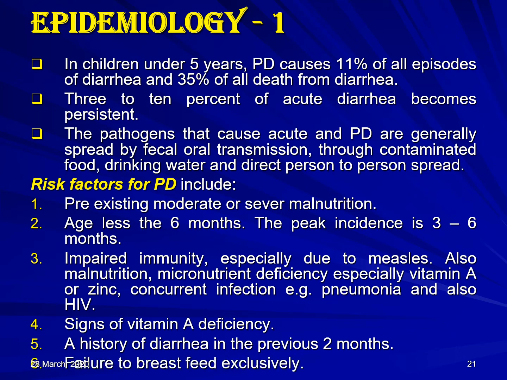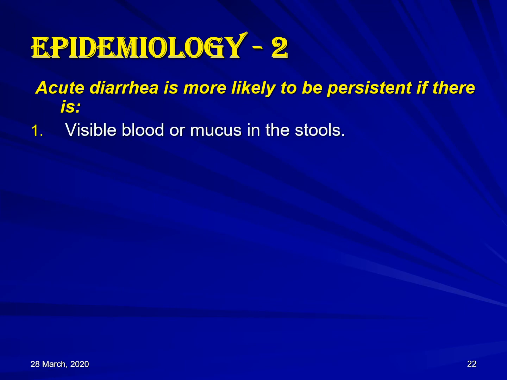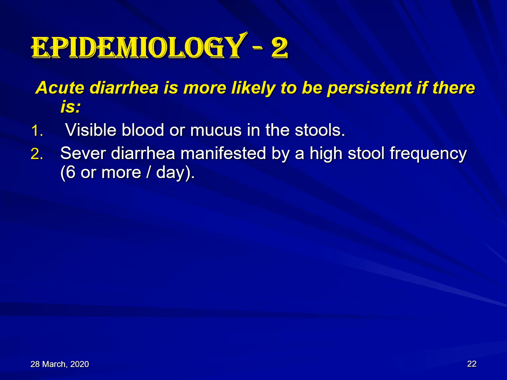Failure to breastfeed, exclusive breastfeeding, is also an important factor. Acute diarrhea is more likely to persist if there is visible blood or mucus in the stool. This means that a patient with acute bloody diarrhea is more likely to persist than acute watery diarrhea.